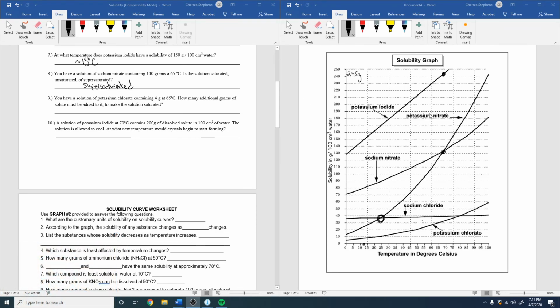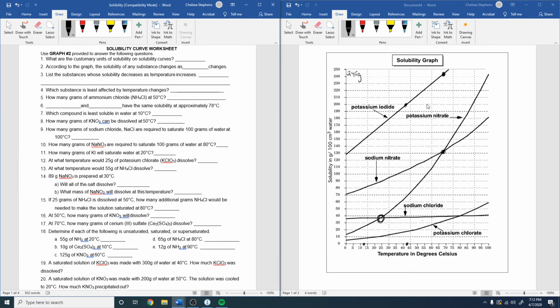So when we cool it down from 70 degrees, it's saying it contains 200. We need to see at 200, so this is its comfy spot, right? At about 44 degrees, it can hold 200, but any less than that, stuff's going to start falling out of solution. So at what new temperature would crystals begin forming? It's going to be right around 43 degrees. Does that make sense?